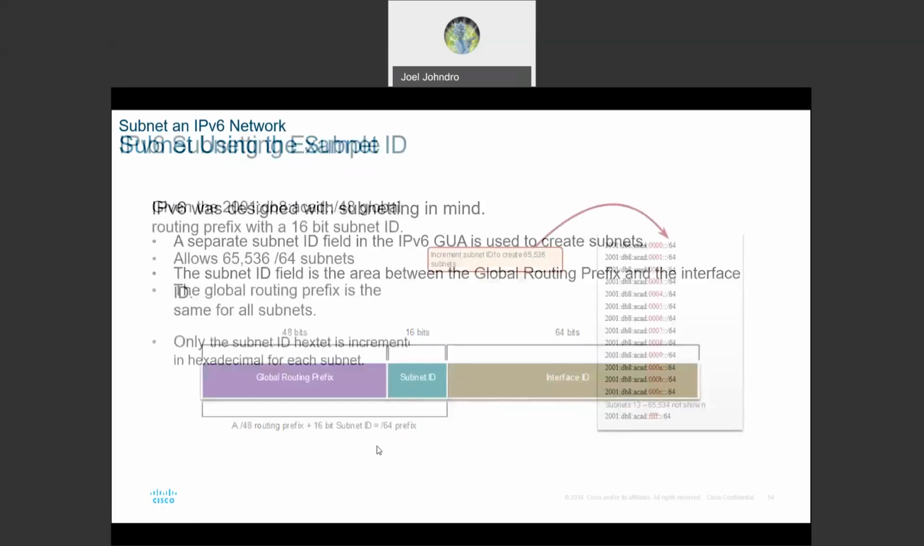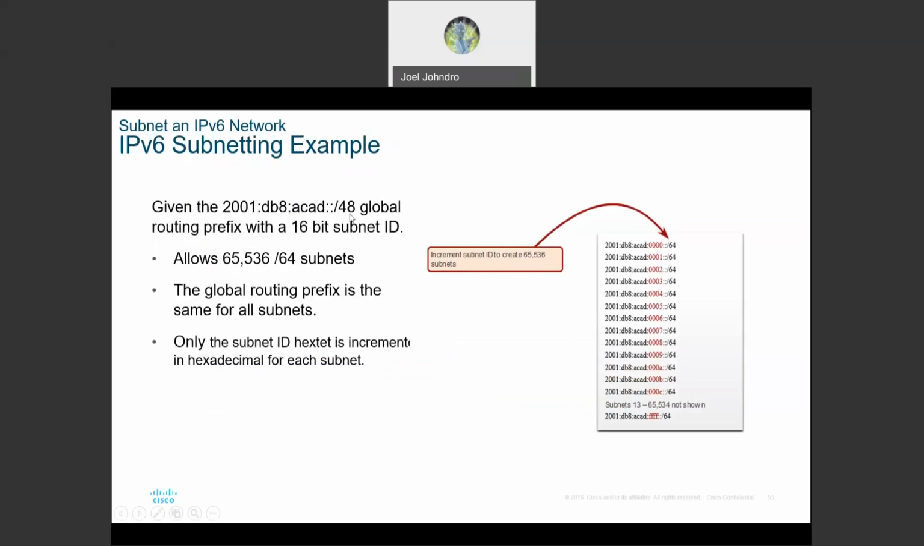This is the example they showed in the book, a /48. It's 65,534. Well, 65,500 and something, subnets. It's a ridiculous number. But it starts at 0000, goes all the way down to FFFF. You don't have to go to a /48. If you just need 16 subnets, you can just subnet that last hexadecimal number to a /60, and you'd have ACAD 0001 through 000F.